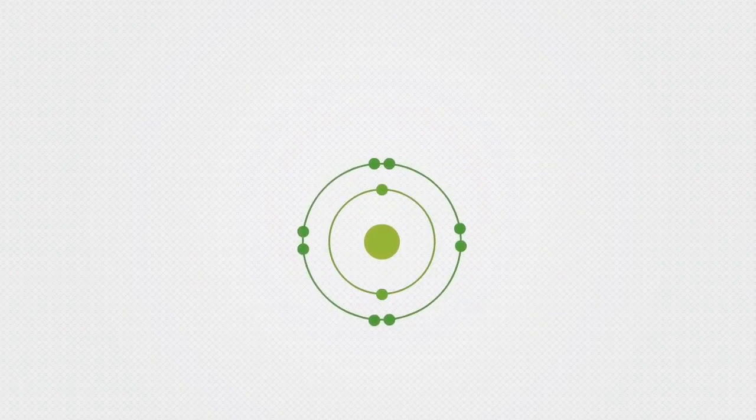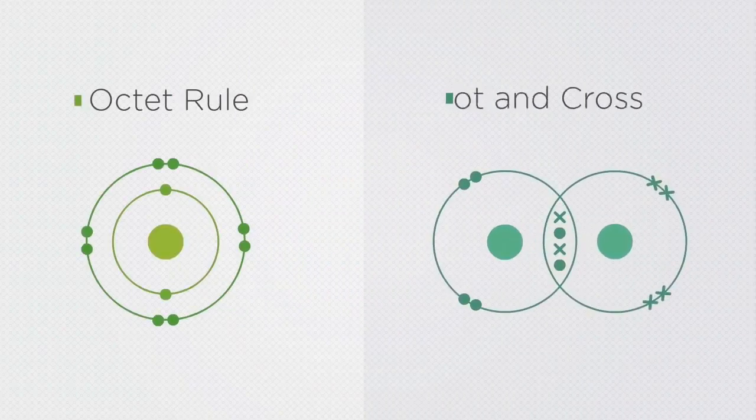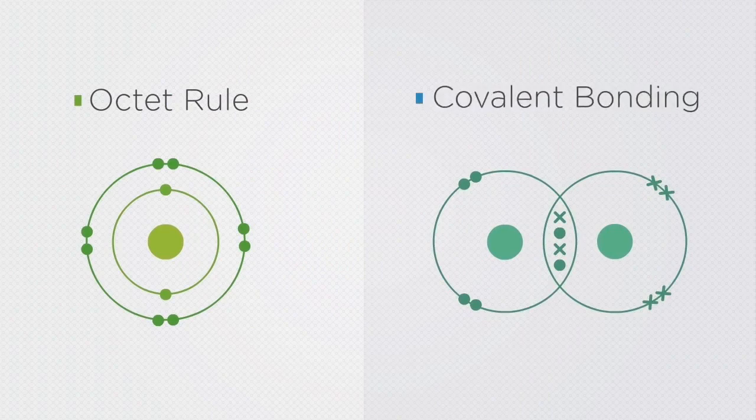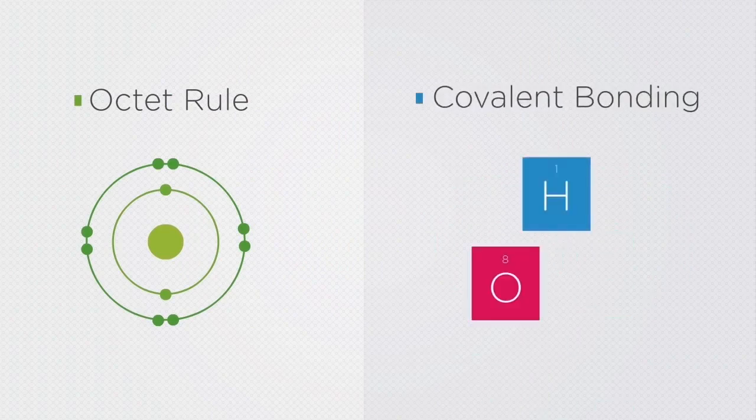In this video, we are going to learn about the octet rule and how to construct dot and cross diagrams to show the covalent bonding in hydrogen, oxygen, and nitrogen.